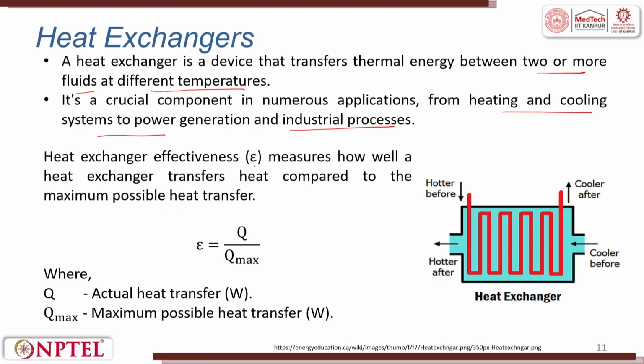Heat exchanger effectiveness, epsilon, measures how well a heat exchanger transfers heat compared to the maximum possible heat transfer. That is, epsilon is Q, the actual heat transfer by the heat exchanger that is designed, per the maximum possible heat transfer. Here you see a heat exchanger; it was hotter before and is cooler after, or it could be cooler before and hotter after. Heat exchange could happen in any direction.